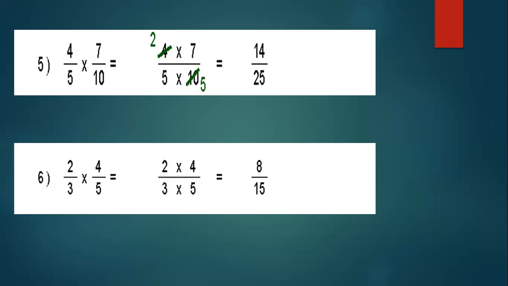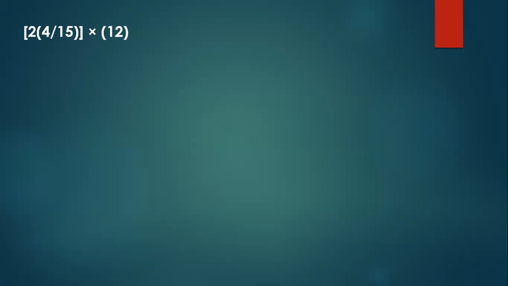So what we'll do, we'll simply write the answer as product of numerators, that is 2 multiplied by 4, which is 8. And the denominator would be product of denominators. 3 multiplied by 5 gives us 15.